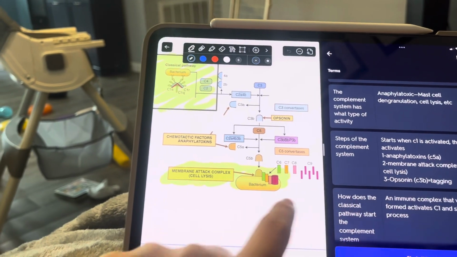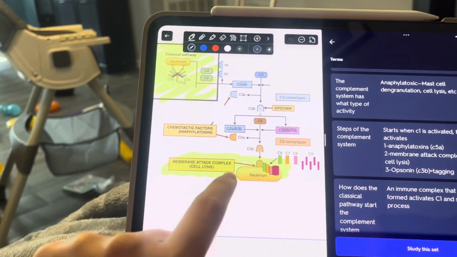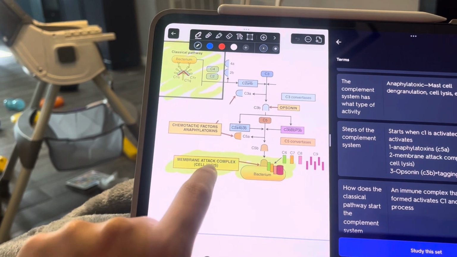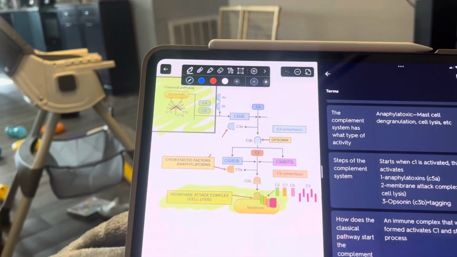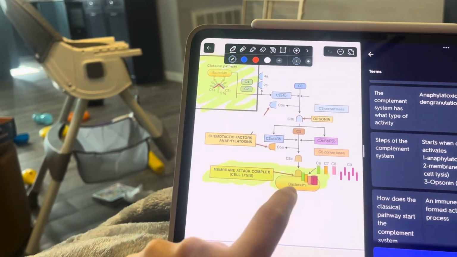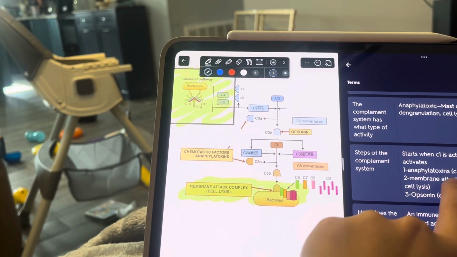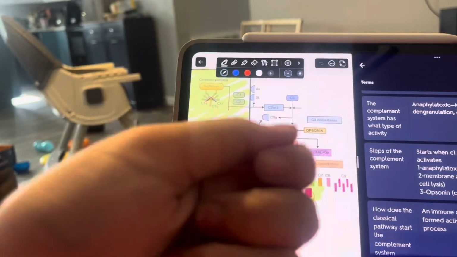And then the last thing that's activated in our complement pathway is the membrane attack complex. It's right here, and this is cell lysis. Think of the defensins that had the swords and were poking holes. This is doing the same thing. It's basically a defensin in a way. It is activated and it just starts poking and stabbing this bacteria.